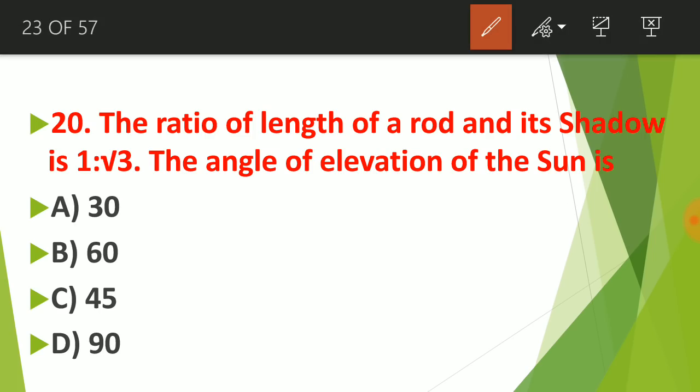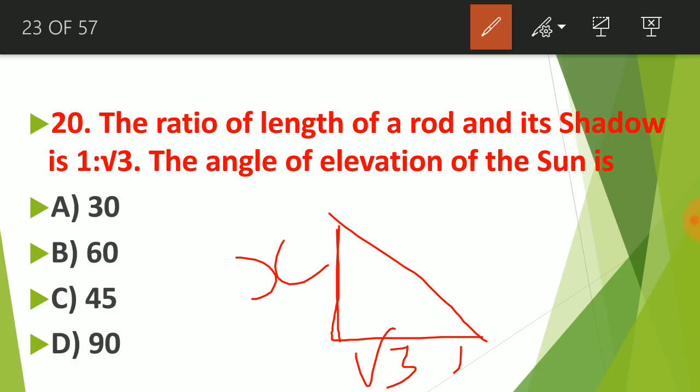Now let us see this question. The ratio of the length of a rod and its shadow is 1 is to root 3. We need to find the angle of elevation. If this is a rod and this is the shadow, this is the elevation. If this is x and this is root 3 times x, we need to find the value of this. By using simple geometry, tan theta is equal to P by B, we can find the answer to this question. The answer to this question is 30 degrees.